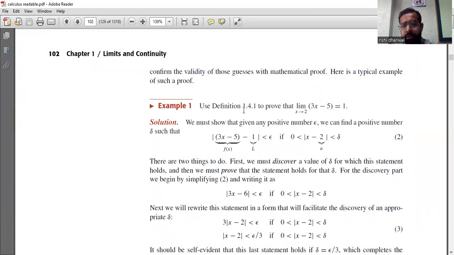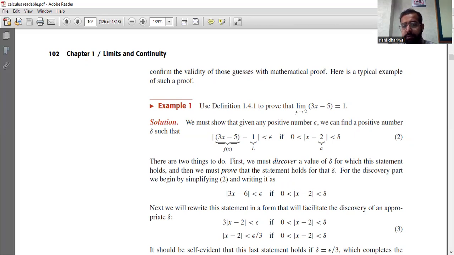Using the definition, we prove that limit as x approaches 2 of 3x minus 5 is equal to 1. To do this, we must show that given any positive number epsilon, we can find a positive number delta such that the modulus of f(x) minus L is less than epsilon if the modulus of x minus A is less than delta. That means here A is 2, f(x) is 3x minus 5, and L is equal to 1. For this type of problem, we have to find the value of delta.